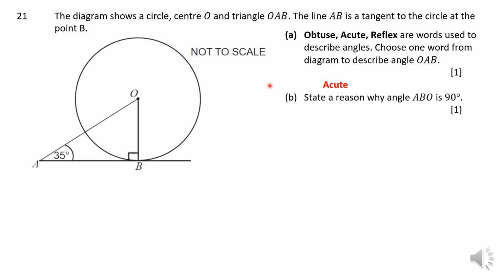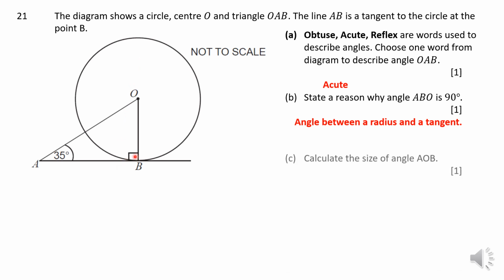Part B, you are supposed to say, why is ABO 90 degrees? Why is this angle 90 degrees? Okay, so think about the circle and the radius. The angle that is formed by a tangent and a radius or a diameter is always 90 degrees.